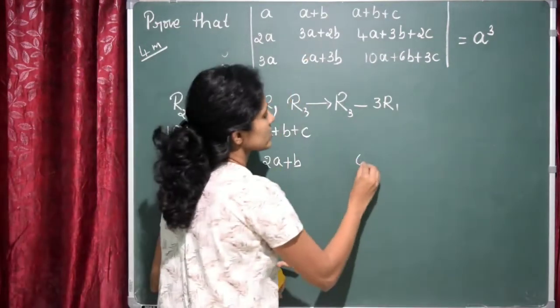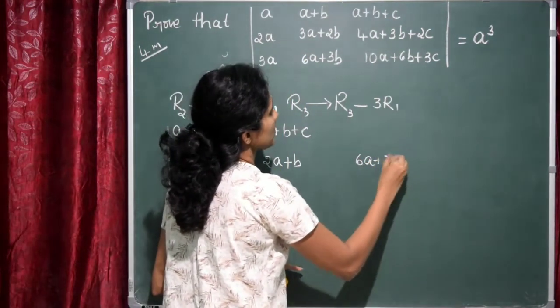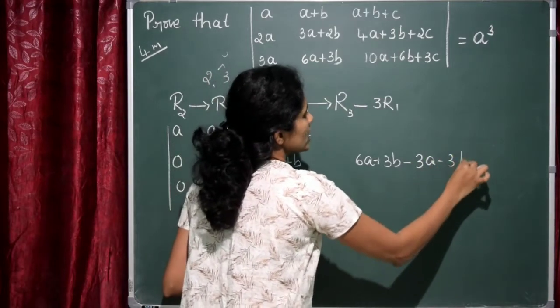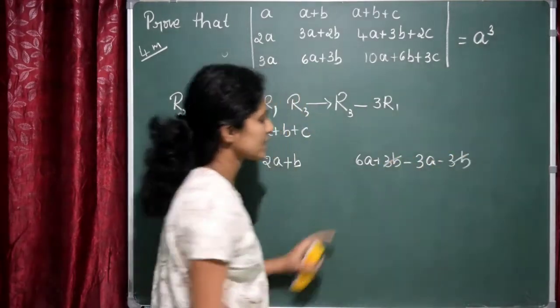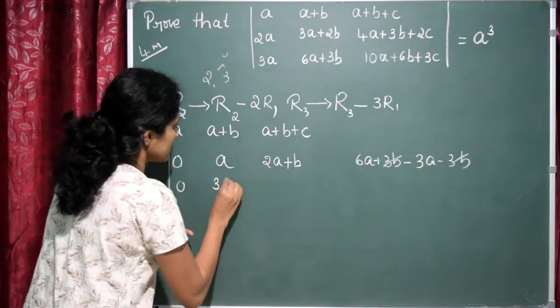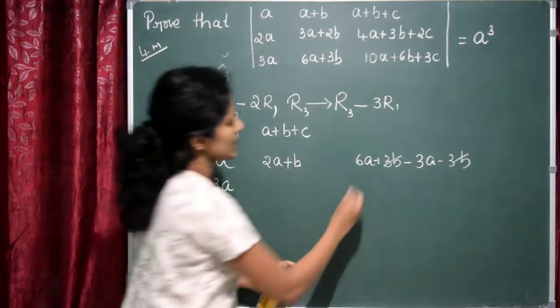Now this is 6A plus 3B, multiplying by 3, right? So minus 3A and minus 3B. So plus 3B and minus 3B will get cancelled. 6A minus 3A will be equal to 3A. Next one will be C.